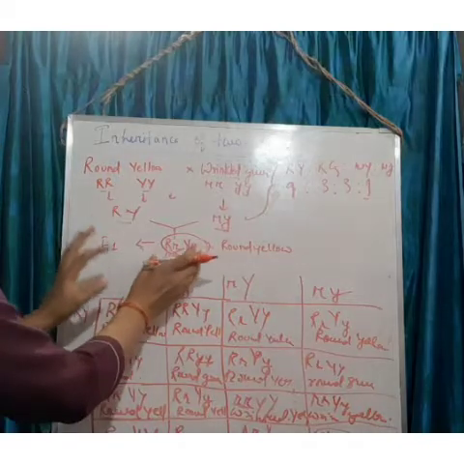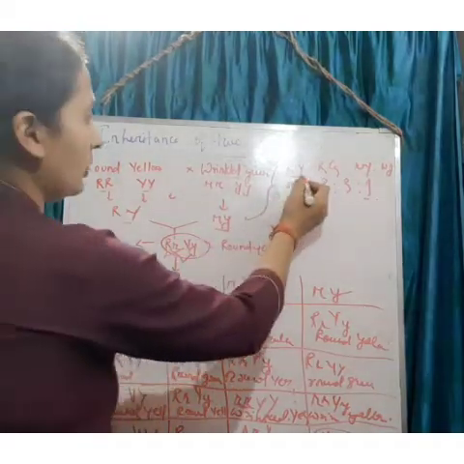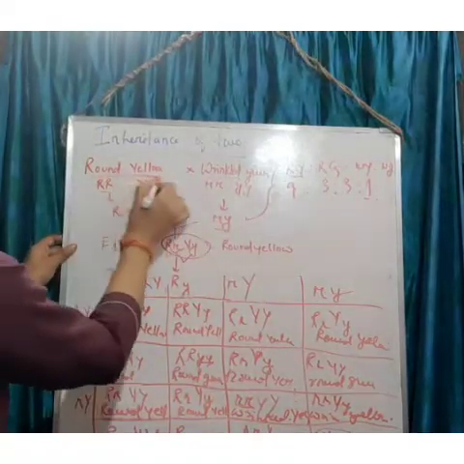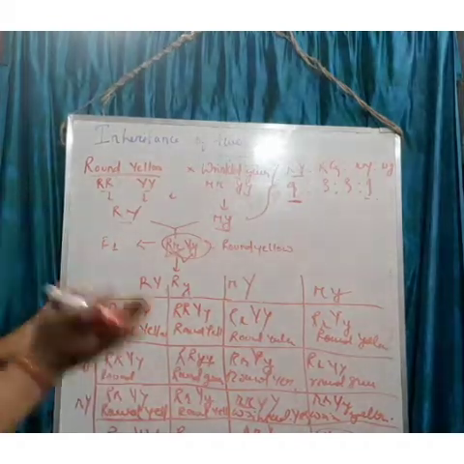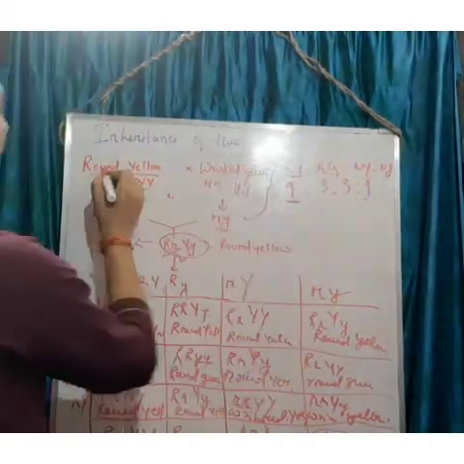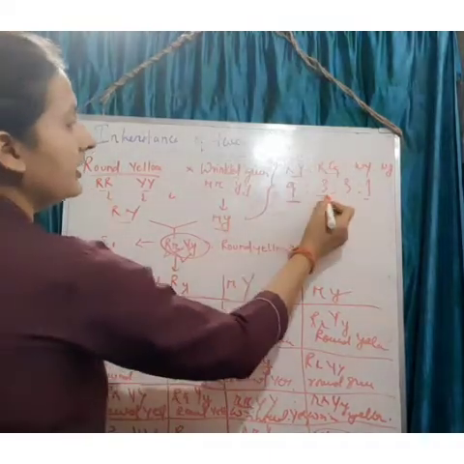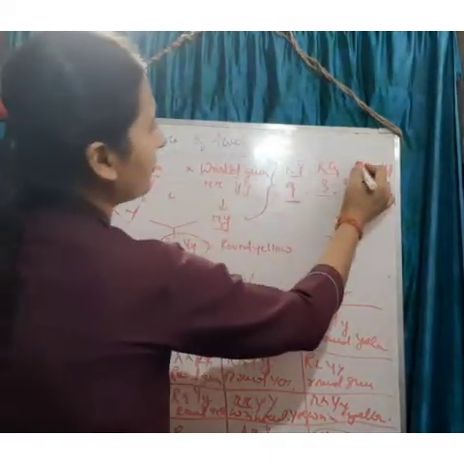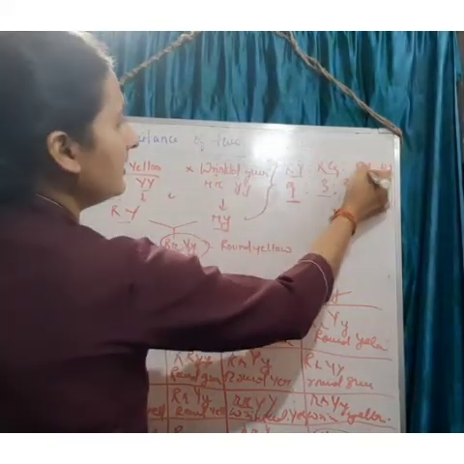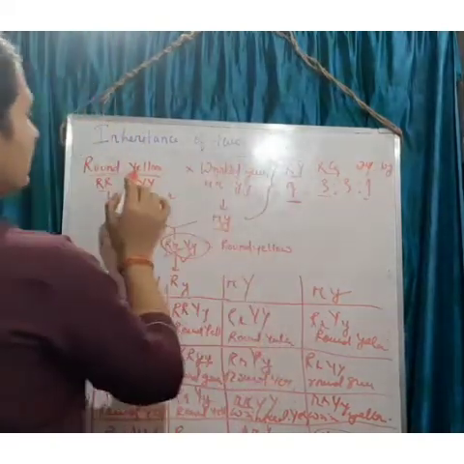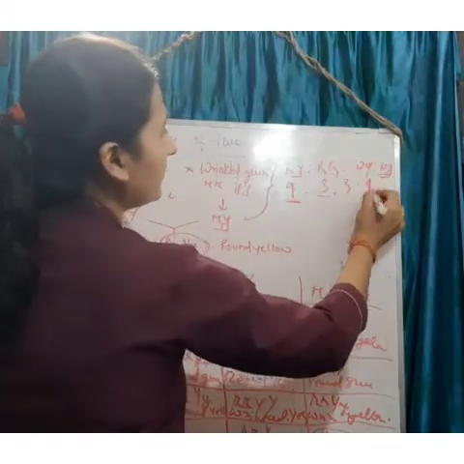But when selfing is done, okay, after selfing, what we found is round yellow, meaning the pure dominant character, is 9 out of 16. Then round green, where round is dominant and green is recessive. So we found round green 3. And then we found wrinkle. Wrinkle is recessive, see, recessive character. And yellow 3. Yellow is dominant character. And then we found wrinkle green, that of one of the parents.